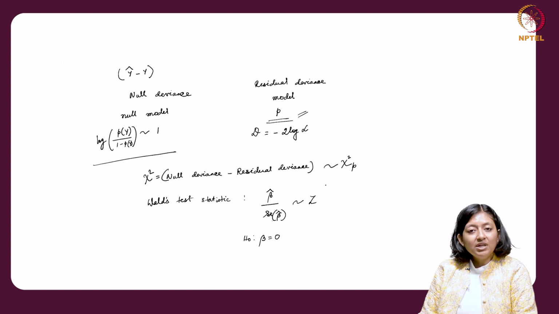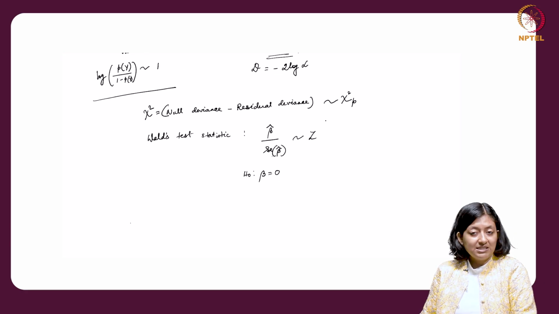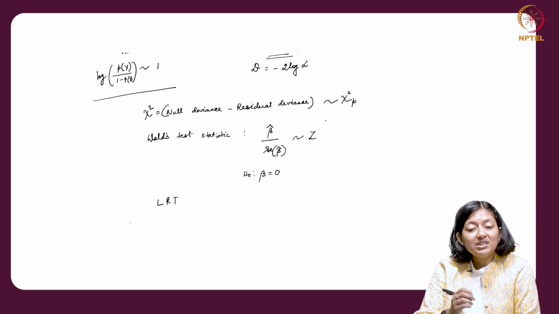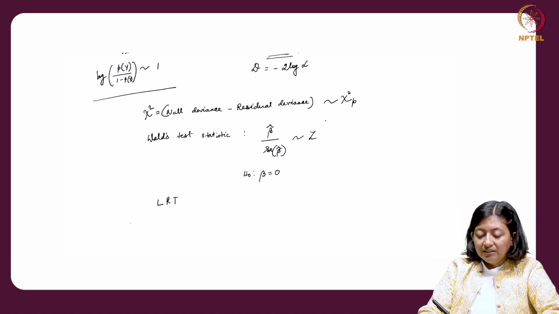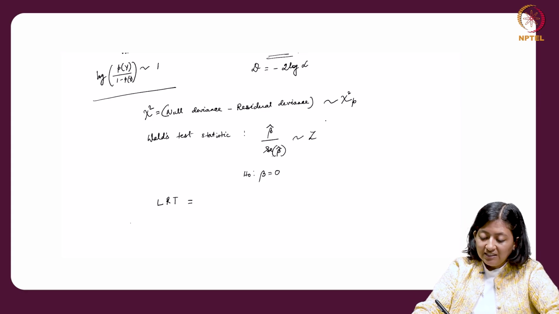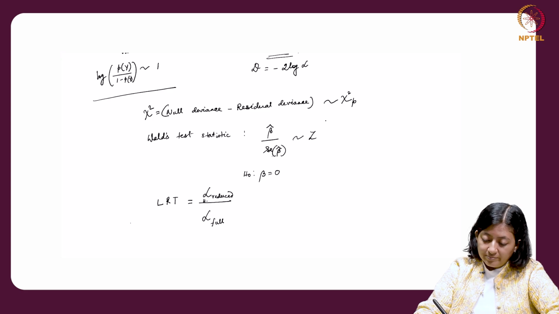Now, I would also like you to know that in logistic regression, in addition to the Wald's test statistic, we also have other test statistics such as the likelihood ratio test statistic. What is the likelihood ratio test statistic? The likelihood ratio test statistic compares the likelihood of the full model and the reduced model. What is the reduced model? The model for the null hypothesis. What is the full model? It's the model for the null and the alternative combined.